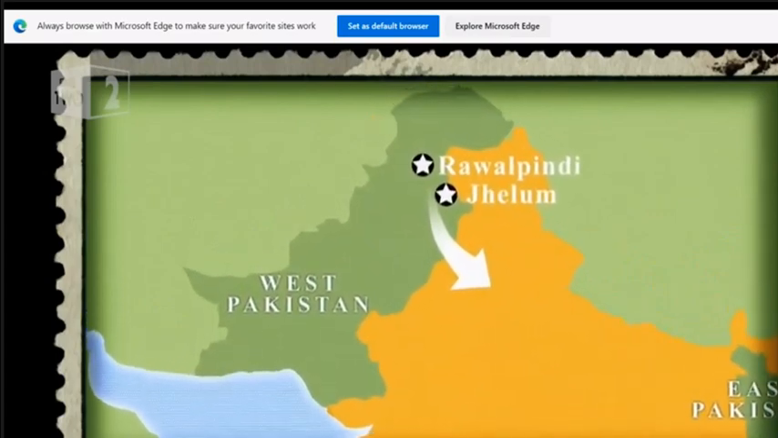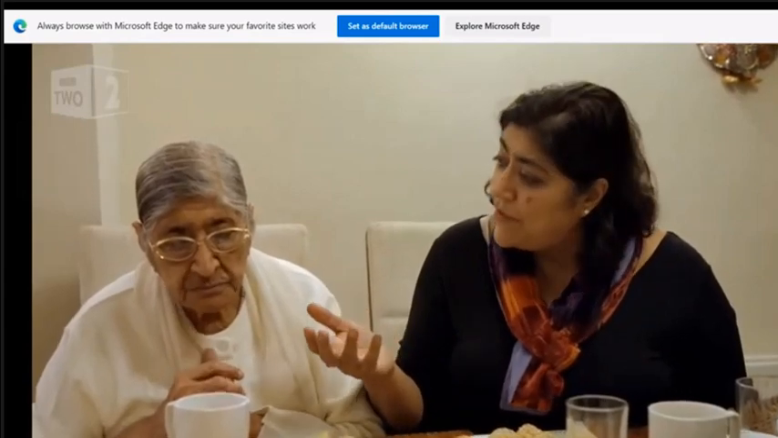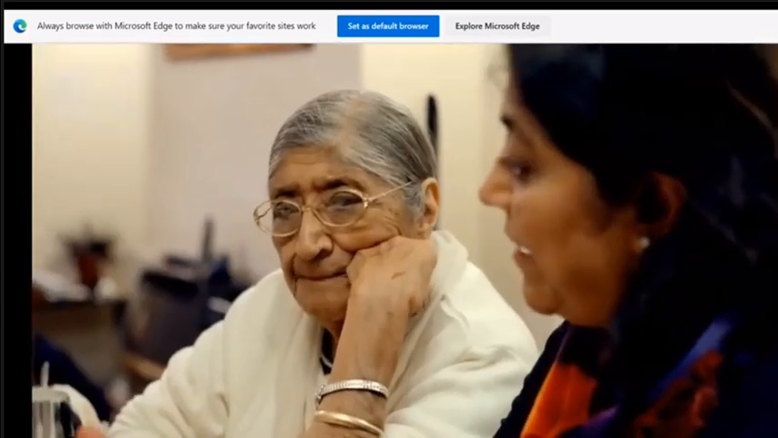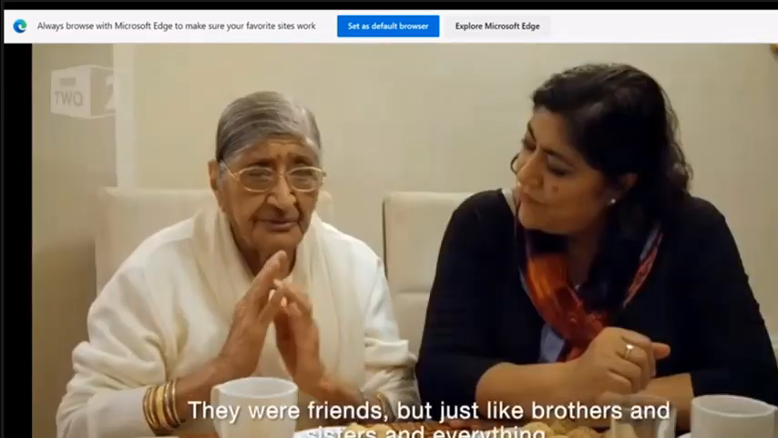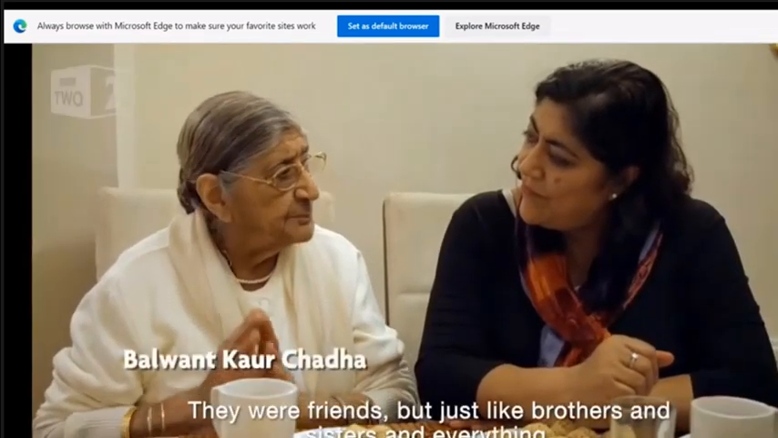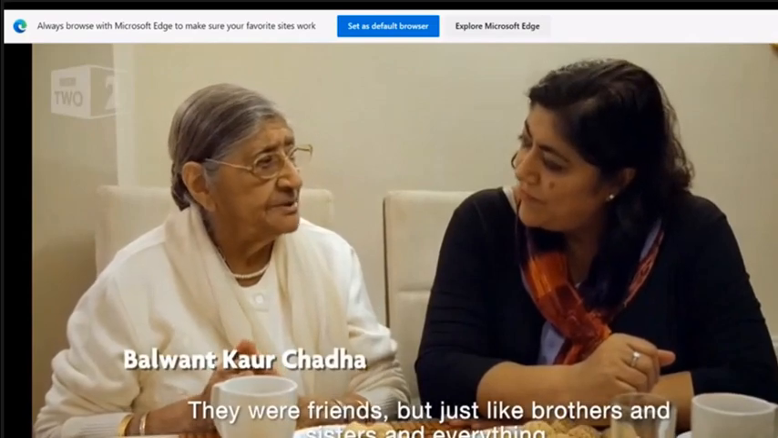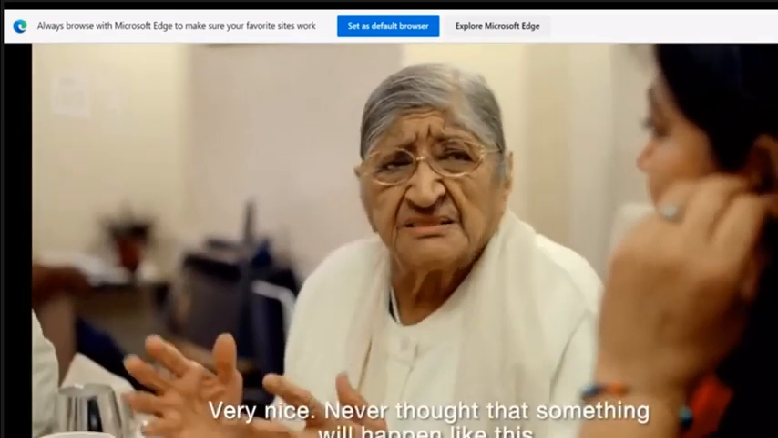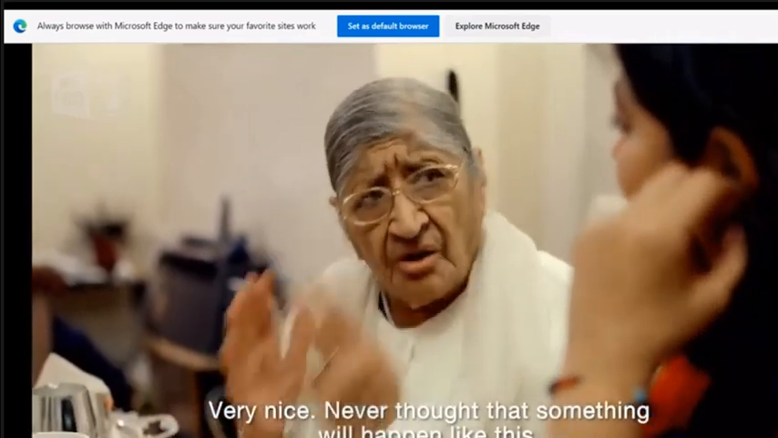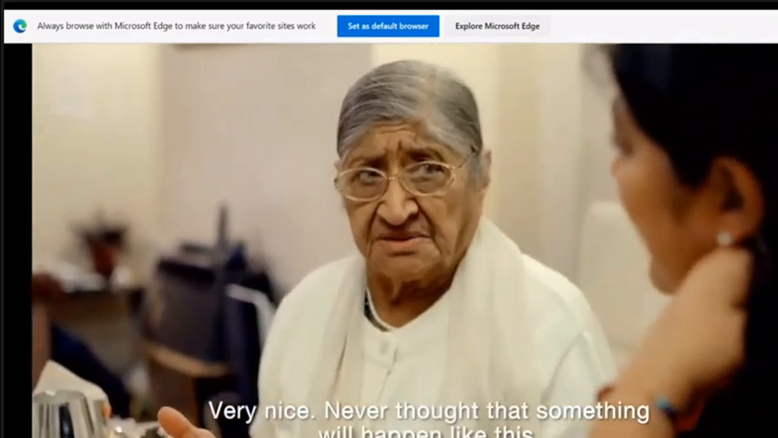I always thought that before these troubles and before partition, everybody used to get on. What was it like before partition with Hindus and Muslims and Sikhs? They were friends, just like brothers and sisters and everything. So how did that feel, living there when you were all together? Very nice, we just never thought that something will happen like this.